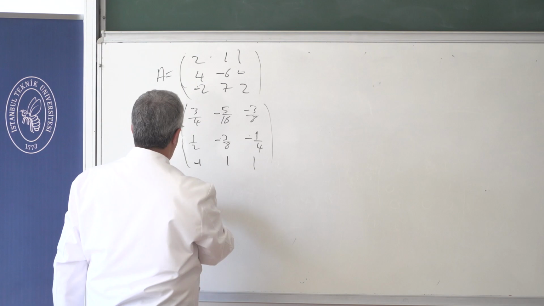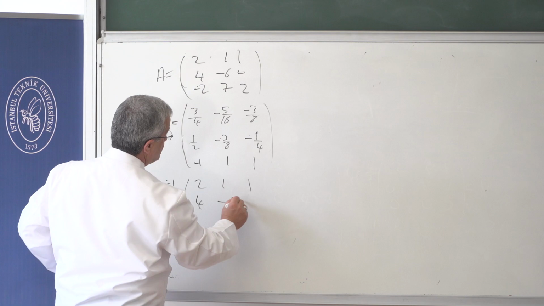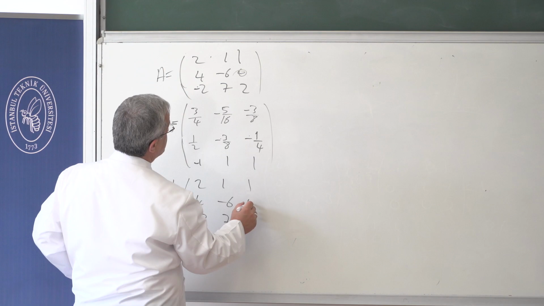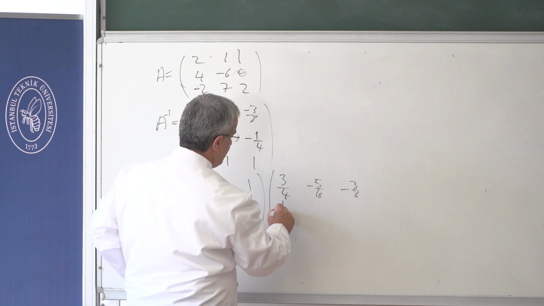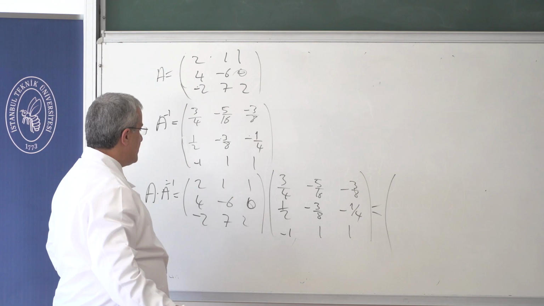Minus 1/4. Okay. So A times A inverse is equal to, so 2, 1, 1, 4, 0, minus 6. See, I am not lazy to write it. I am writing it over and over and over. Okay, you should do the same so that it sticks. This is 0 times 3 over 4, minus 5 over 16, minus 3 over 8, 1 half, minus 3 over 8, minus 1 over 4, minus 1. Okay? Let's just do a few elements. We don't have to do all of it.